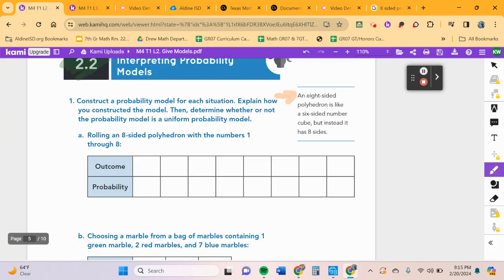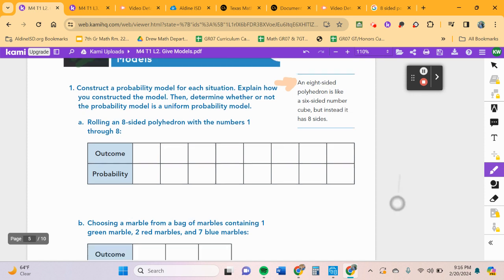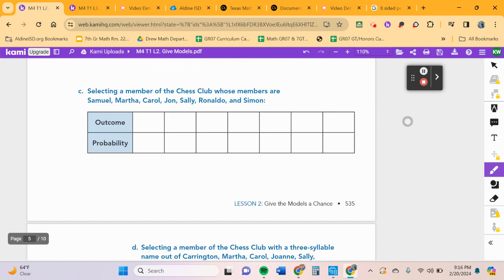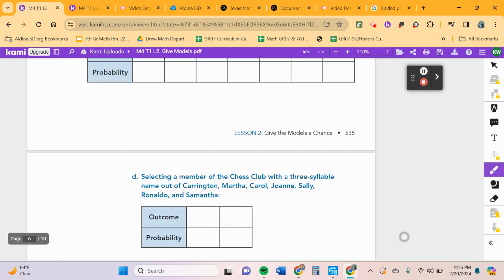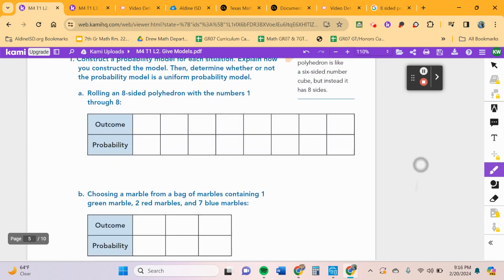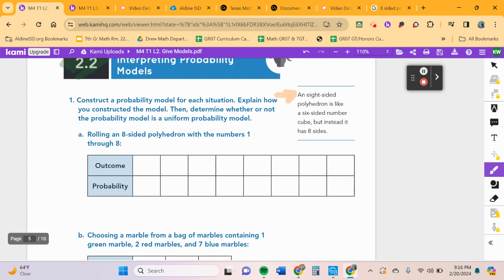Alrighty, so I'm going to first model how you would set up a probability table on your own, answer this question in its entirety, and then after I've given you a model, I'm going to release you to answer questions B, C, D, and yes, that's it. B, C, and D.